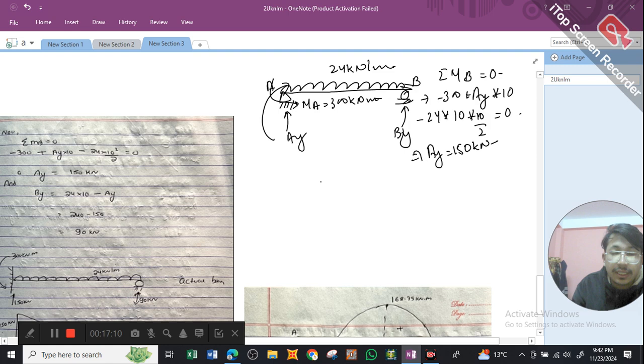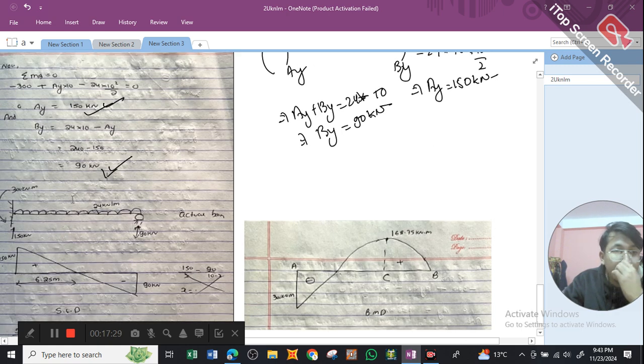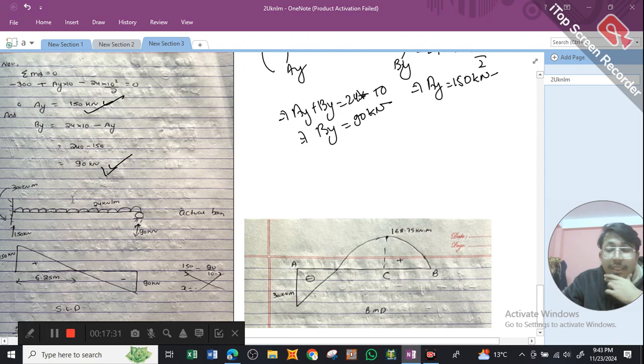Similarly, we can use the formula Ay plus By equals 24 into 10, equating all the forces in the y direction. So I get my value of By as 90 kilonewton. So I have written here my value of Ay as 150 and By as 90. After having all these values, we have obtained the same values of Ay and By by taking the support reaction at B as redundant.